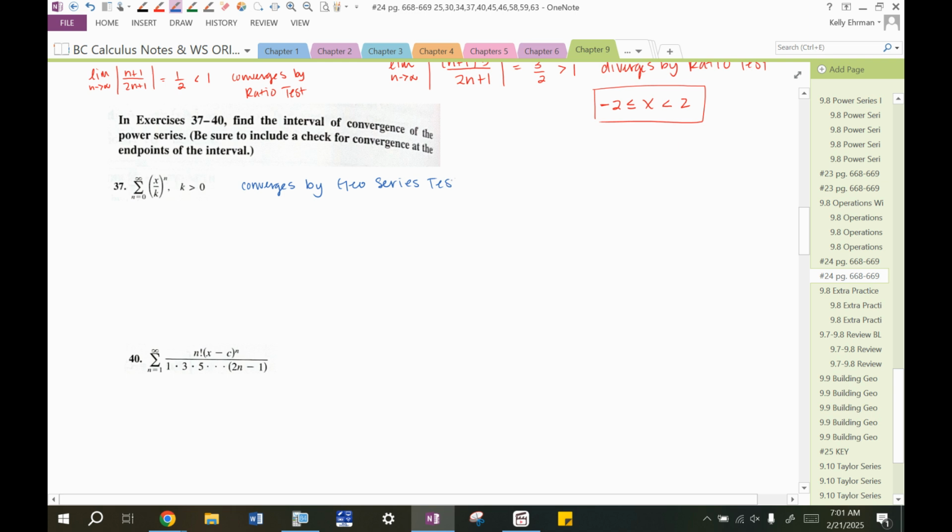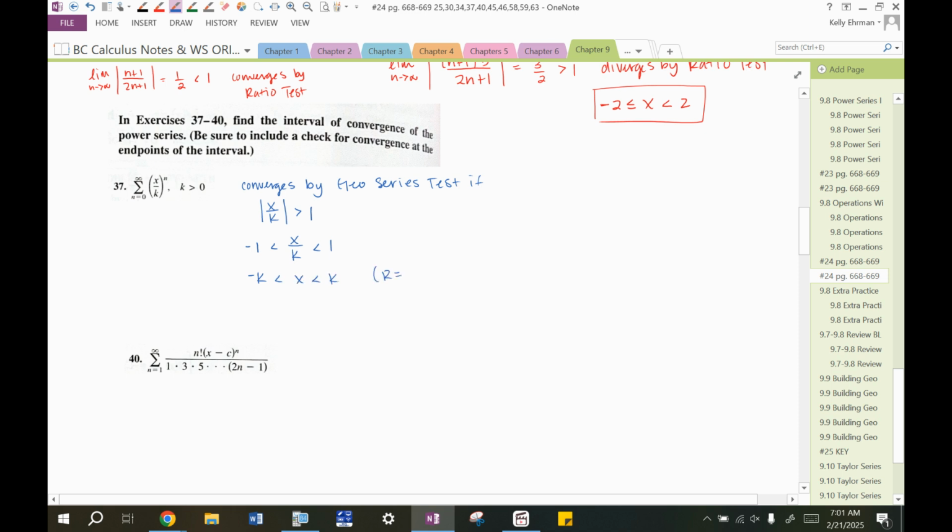if the absolute value of x over k stays less than 1. And I'm not going to have to check the endpoints because with the geometric series test, you don't include the endpoints. Because if this equals 1 or -1, you get 1 to the n or -1 to the n. So I'll skip right to saying -1 is less than x over k, which is less than 1. Negative k is less than x, which is less than k.